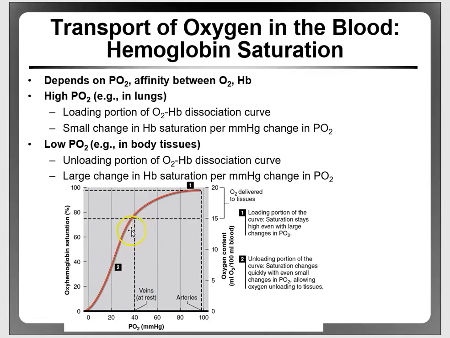Okay, what this does is this enhances the unloading of oxygen to the tissues. We want oxygen to be dropped off at the tissues. Now, there are several different factors that will determine hemoglobin saturation. One of those factors is how acidic the blood is. And as the blood becomes acidic, the curve can actually shift. If the blood becomes basic, the curve can shift in a different direction.